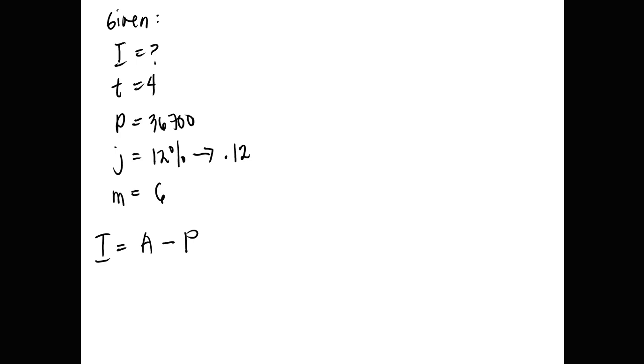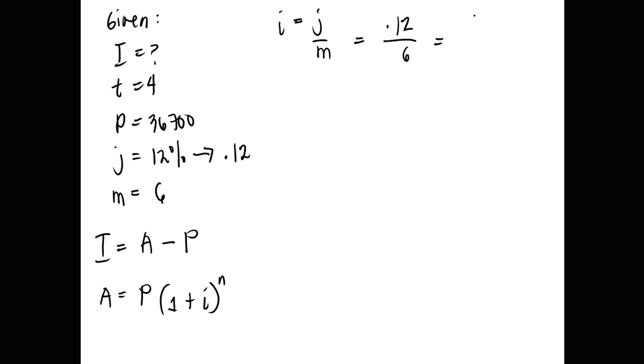At ano po ang formula ni future value? Ayan. So, we have P times 1 plus I raised to N. Okay? So, unahin nyo munang hanapin si future value bago nyo po makuha si interest. So, by the formula of the future value, we need to solve for the I and N. Okay. So, I formula, we have J divided by M, and that is 0.12 divided by 6. So, 0.12 divided by 6, that is 0.02.